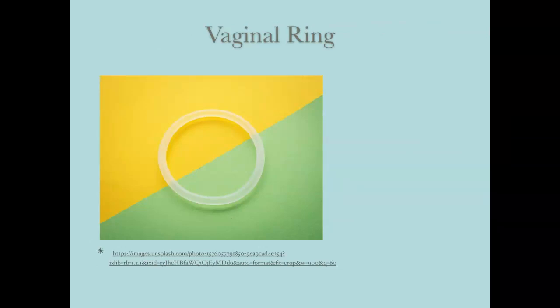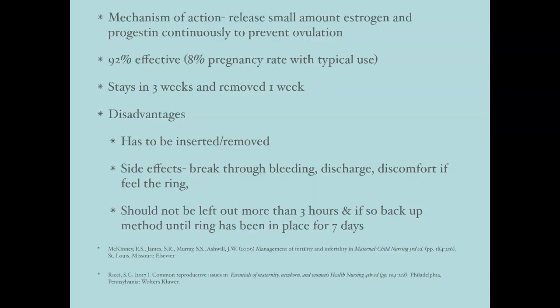Vaginal ring, and this is a picture of a vaginal ring. Mechanism of action is that it releases a small amount again of estrogen and progesterone continuously to prevent ovulation. Again, with typical use, about an 8% pregnancy rate, or 92% plus effective. The ring is inserted into the vagina and it stays in place for 3 weeks and then is removed for 1 week. So again, because it's got to be inserted and removed, patients are going to have to touch themselves, so they've got to be willing to do that.